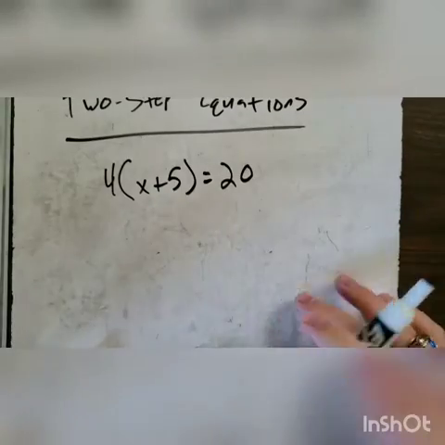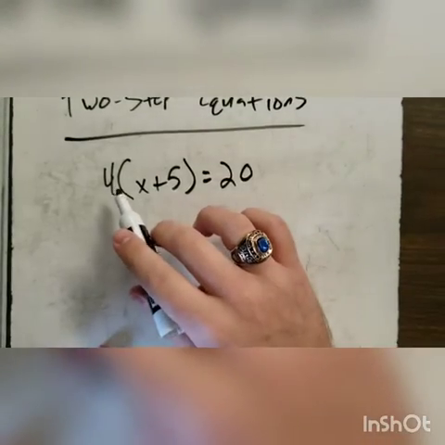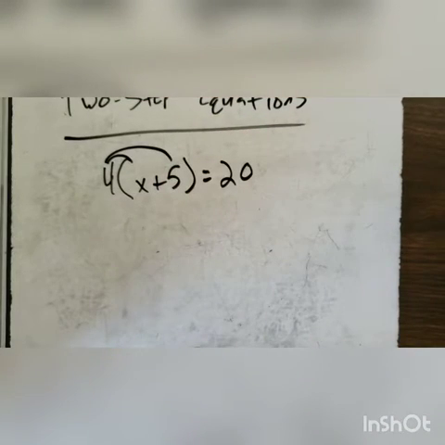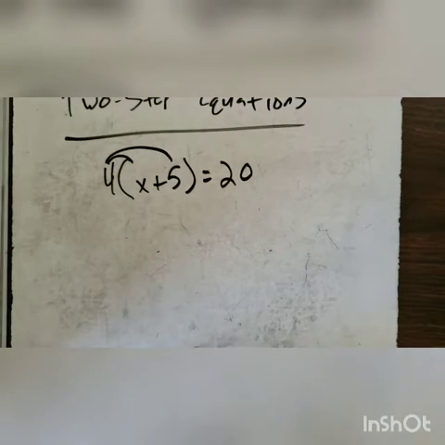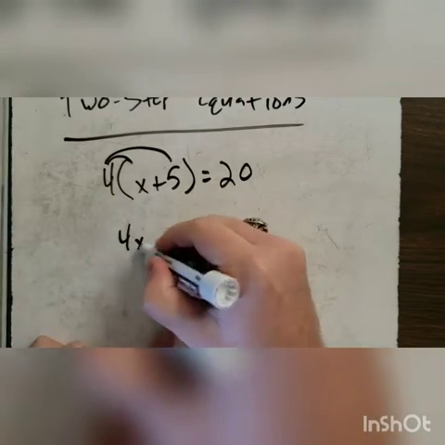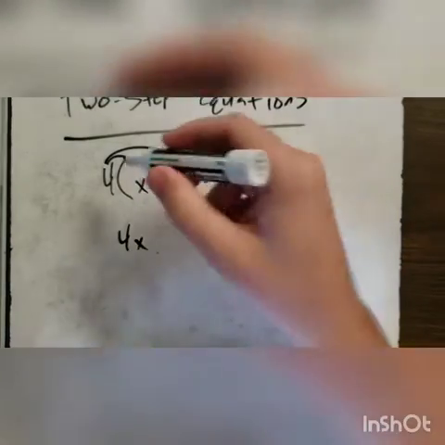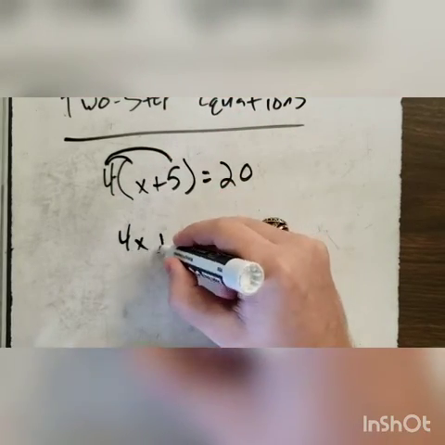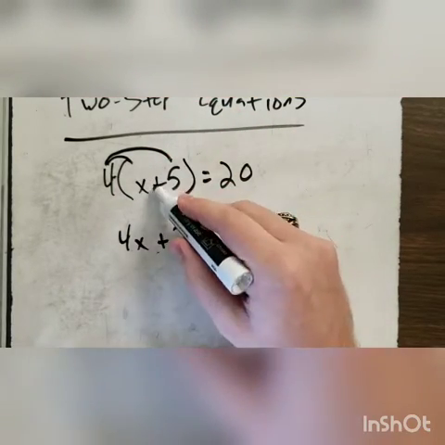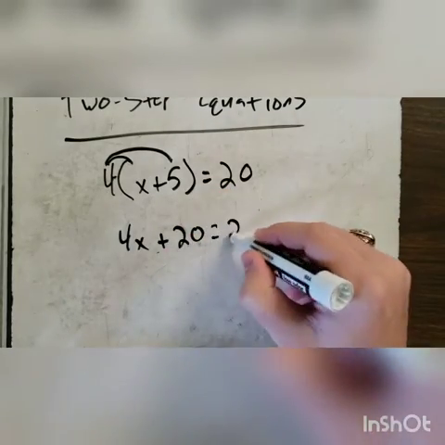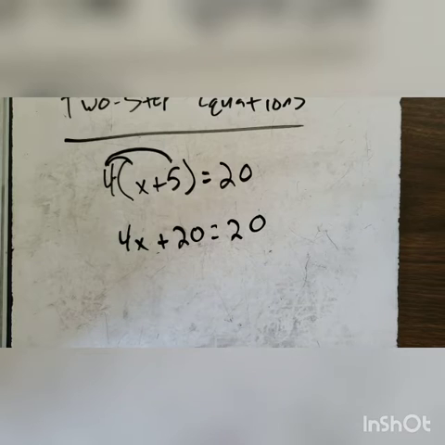Okay, remember, distributive property, we need to take our number on the outside of the parentheses and multiply it by the terms on the inside, like that. So if we were to distribute this problem, we would have 4 times x, which gives us 4x, and then 4 times 5, which gives us 20. Now it's plus here, and 4 times 5 is positive, so it's plus 20 equals 20.